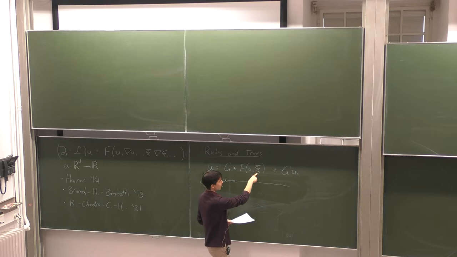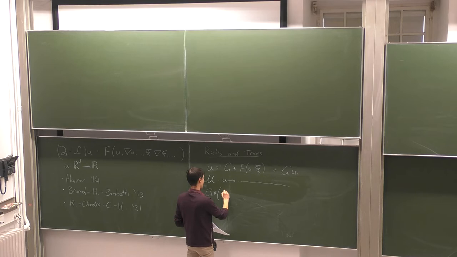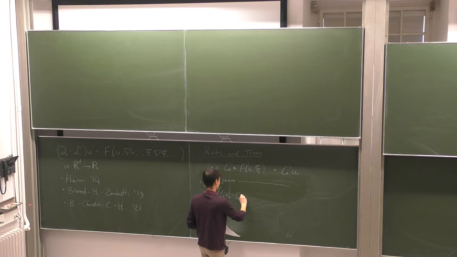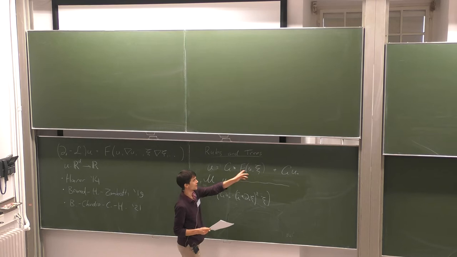One of those terms might be something like G convolved with G of u naught times G convolved with maybe the second derivative of the noise, maybe you square this, then maybe you multiply by the noise again. This is an example of one of the functions that might appear for a particular choice of f. I've written here u and xi, but this is just to save space. It could be a function of the entire jet.